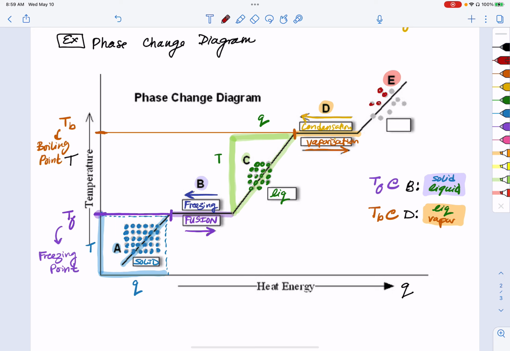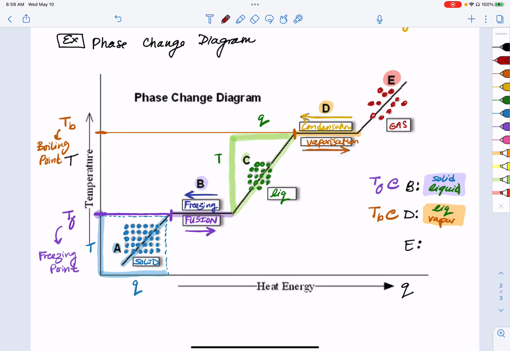So we've got these high amounts of thermal energy, right? A lot of heat in this system. So we've got a lot of kinetic energy. This is why we call our gas phase our highest energy phase. So this is a gas.